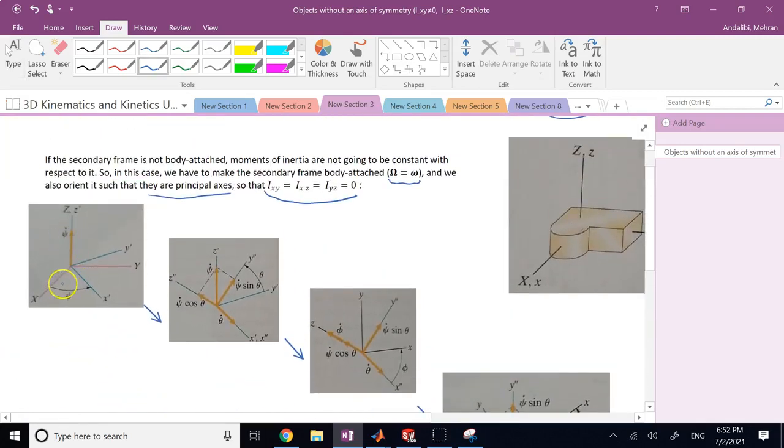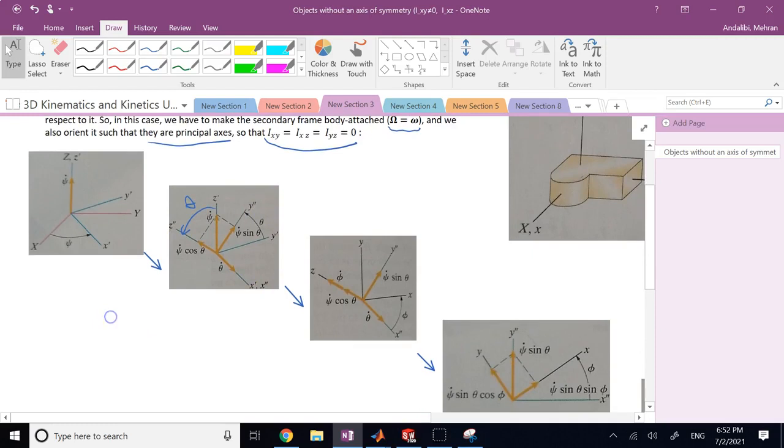So first you start with psi dot. You go to the intermediate frame x prime, y prime, z prime. Then you rotate about x prime with theta dot, and you go to what? You go to another intermediate frame here, which is called double primes, x double prime, y double prime, and z double prime. And then about the z double prime, which is the same as the final z, you rotate with angle phi, and with angular velocity phi dot. So you will end up with your secondary and body attached frame XYZ.